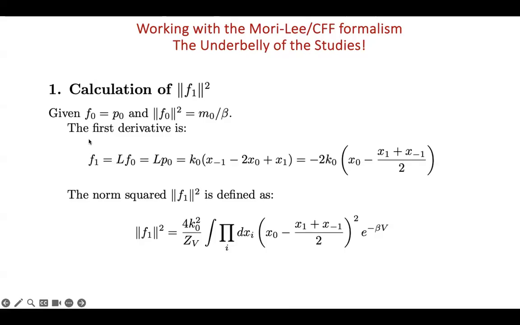Norm of F1 and norm of F1. Actually, this is the correct notation, but historically it's been norm of F1, which means F1 square ensemble average. Here it's done as norm square. But basically what this is, is the scalar product of F1, F1. That's what it is. So anyway, F1 squared then ends up being this quantity here and e to the minus beta v.